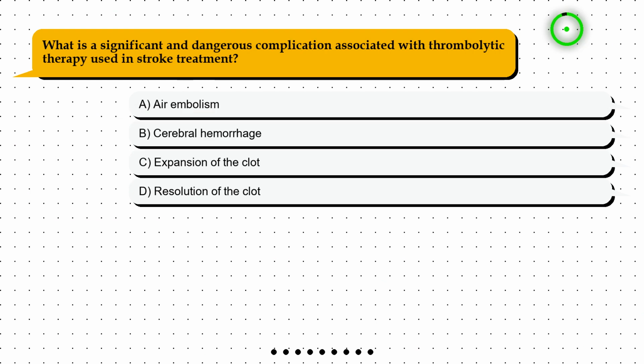Question 9. What is a significant and dangerous complication associated with thrombolytic therapy used in stroke treatment? Option A. Air embolism. Option B. A cerebral hemorrhage. Option C. Expansion of the clot. Option D. A resolution of the clot.